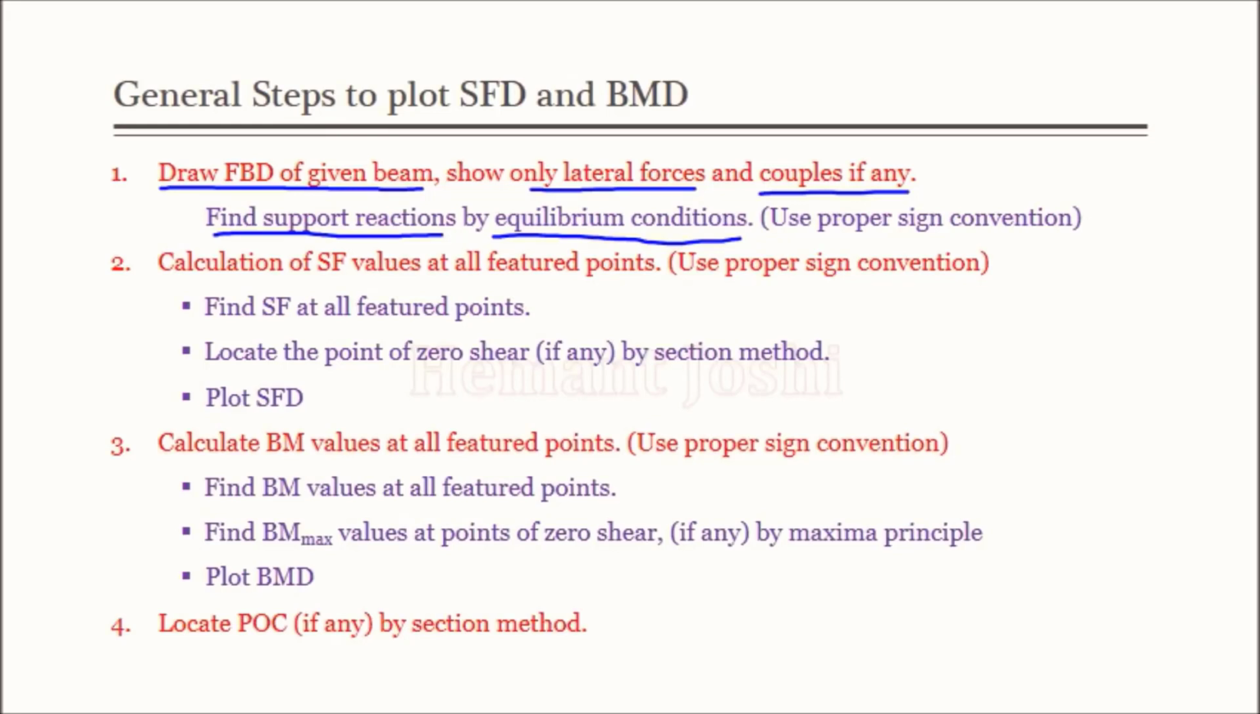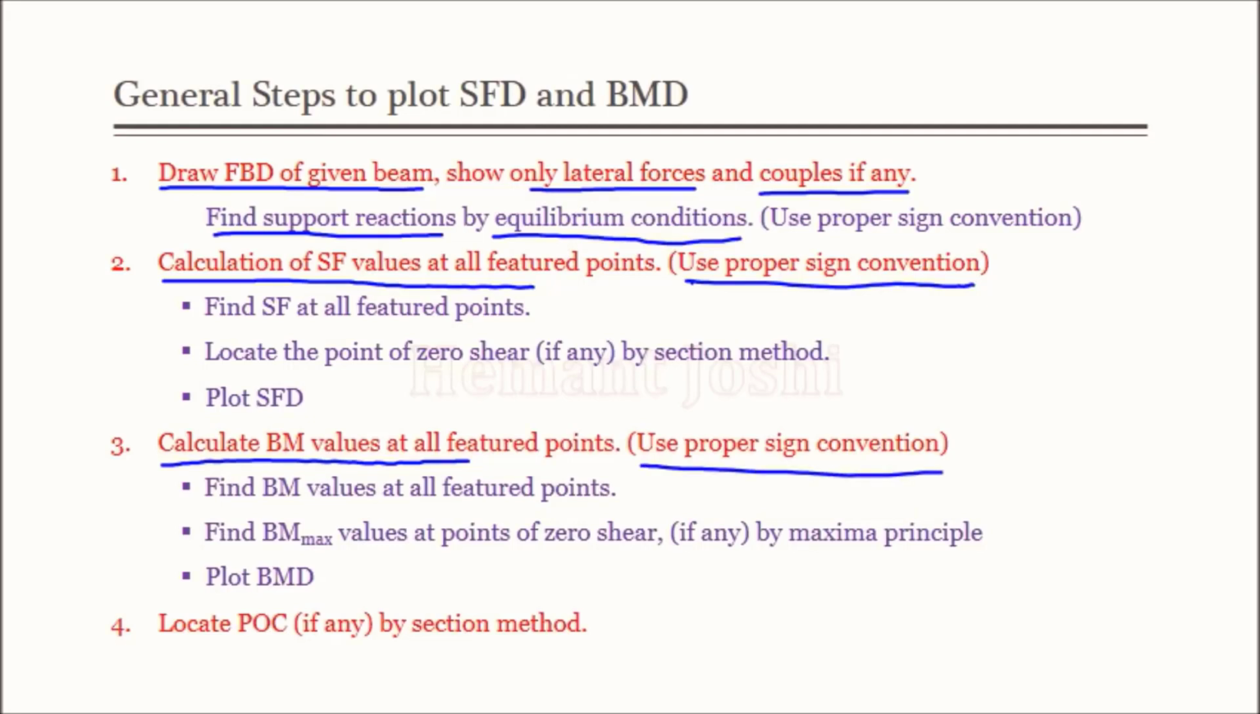In the second step, we do some SF calculations using proper sign convention. In the third step, we calculate BM values at various feature points. Which feature points we have to consider, we will see in the next problem, again with proper sign convention. And the last step is to locate the point of contraflexure, if at all it is available in the bending moment diagram. Fine, so let's move ahead.